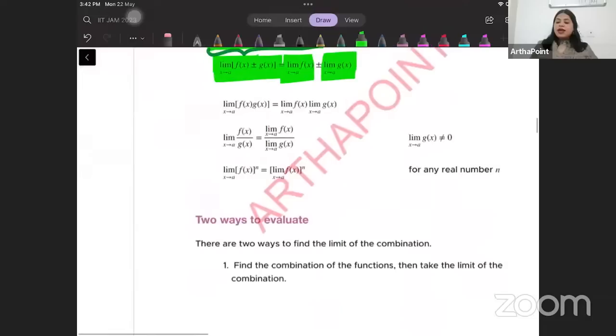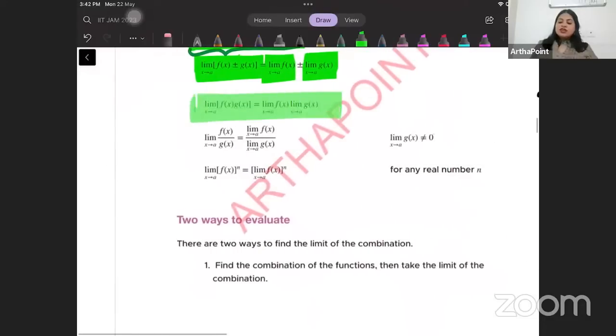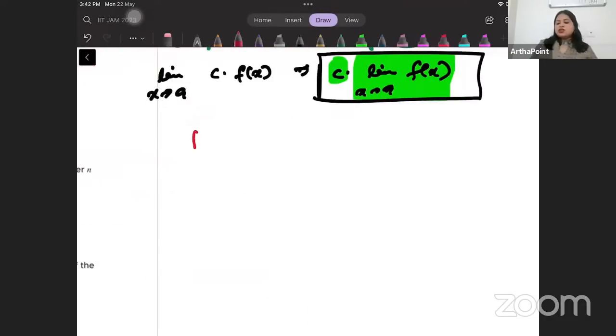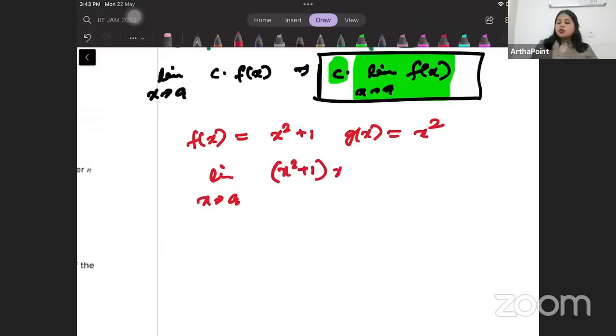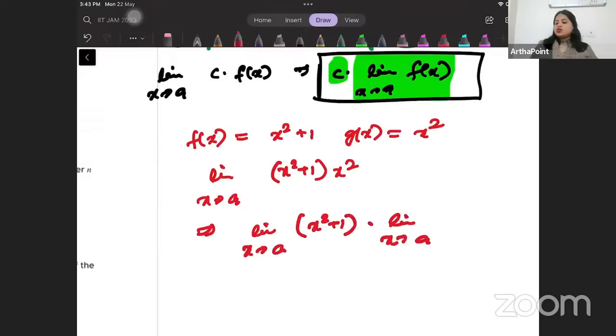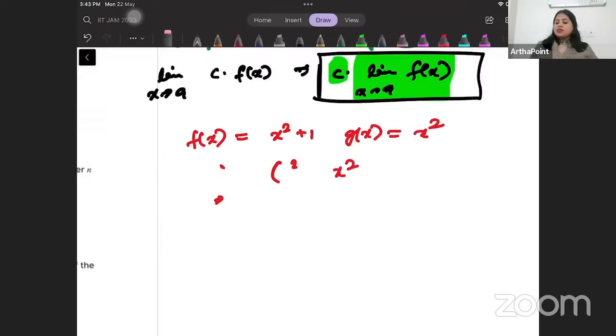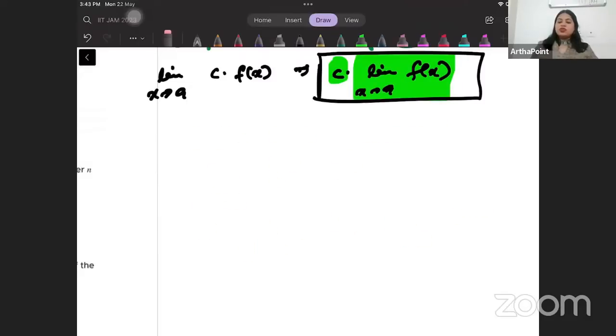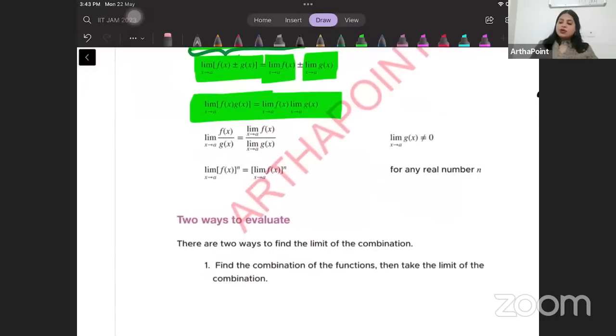Similarly, the same thing can apply to product also. तो अगर f(x) into g(x) है, जैसे for example, if someone tells you that f(x) is x square plus 1, g(x) is x square, and limit x tends to a, x square plus 1 into x square है beta. So what you can do is you can segregate limit x tends to a, x square plus 1 into limit x tends to a, x square. You can segregate the functions. This is what you can go about and do. तो ऐसा भी कर सकते हो. This can also be done. So that's the third thing that we are talking about.